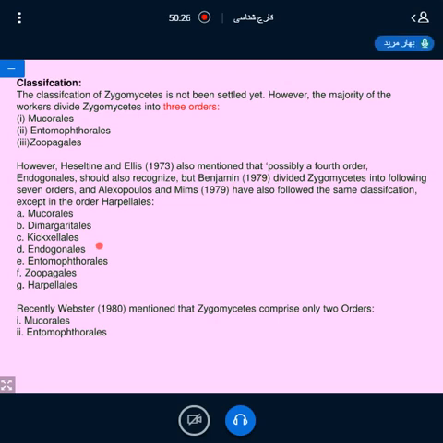Mucorales, Mortierellales, Kickxellales, Endogonales, Entomophthorales, Zoopagales, and Harpellales. Webster maintained that Zygomycetes comprise only two orders, Mucorales and Entomophthorales.